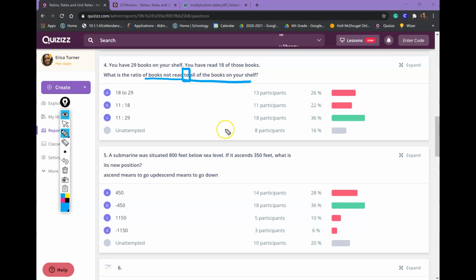So let's go back into the word problem at the first sentence. It says you have 29 books on your shelf. So 29, that's my total. Then it tells me I've read 18 of those books. The question's asking me how many have I not read. So to find that out, I'm going to do 29 minus 18, because 18 is how many I have read. I got 11. So 11 I have not read, to the 29 total.